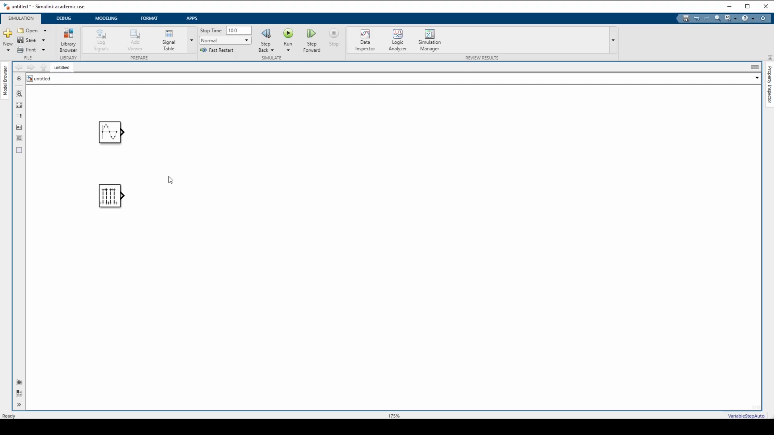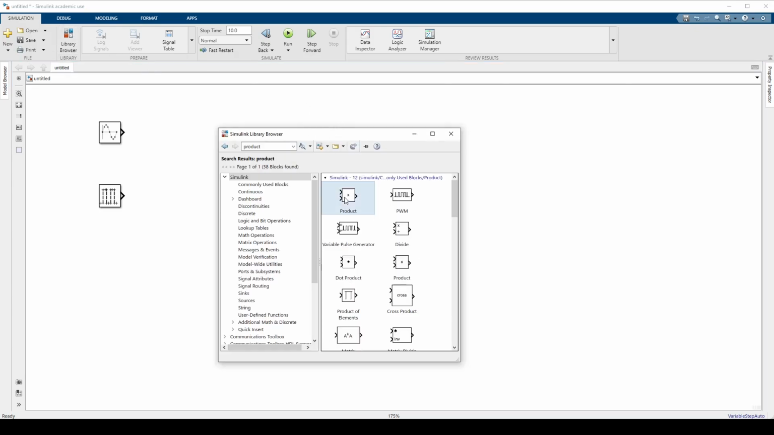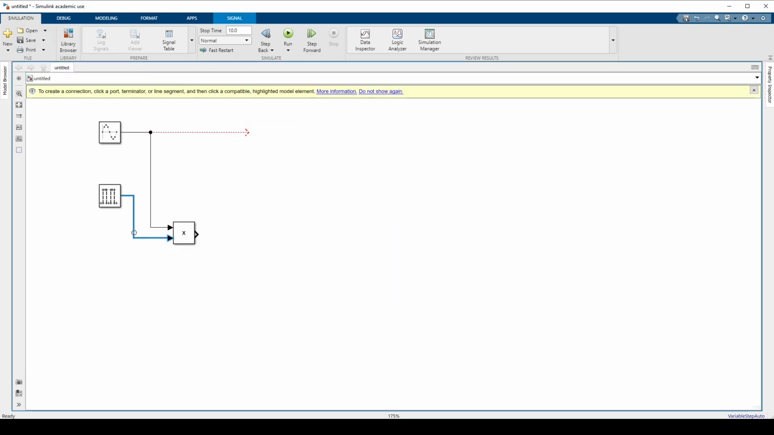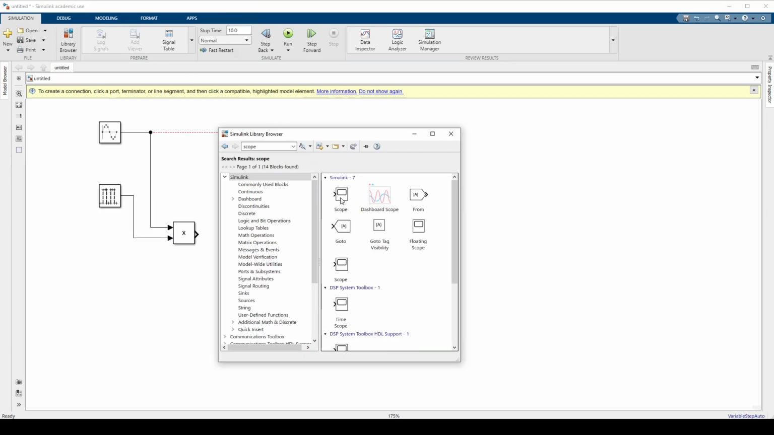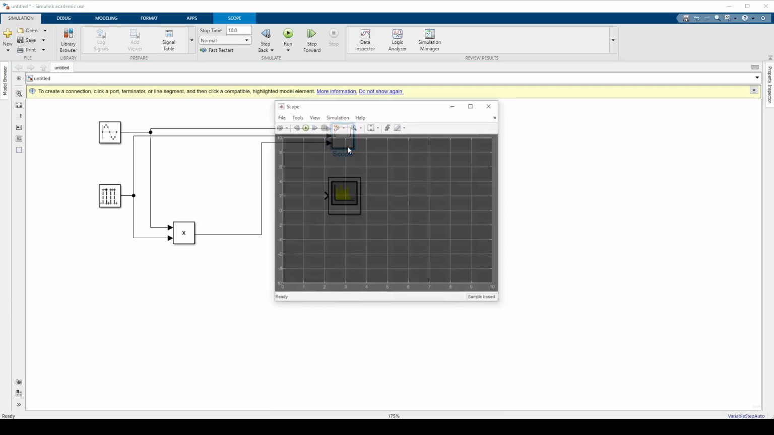To get the OOK modulated signal, we're multiplying the carrier wave by the message signal. So we're going to get a product block. We're also going to get a scope and a spectrum analyzer. I'm going to go here and I'm going to change the layout.